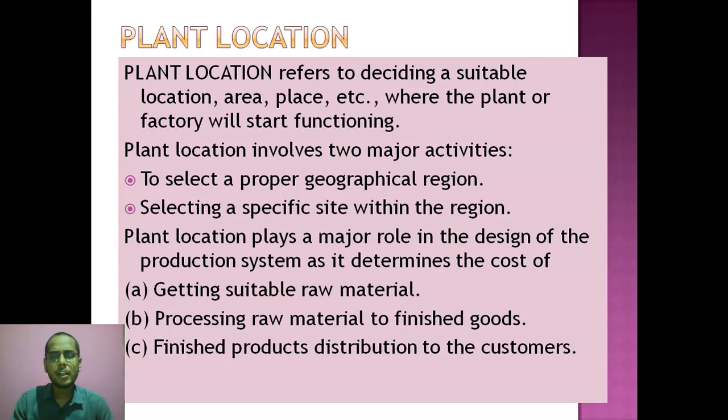After deciding the geographical region, we have to select a specific site within that region. Plant location affects the plant in many ways, basically in terms of cost. If the plant location is good, then the cost will be less. Cost of what? Obviously the cost of processing the raw material, the cost of getting suitable raw material, and the cost of distributing the finished product to the customer. These three costs will be reduced if we have a good plant location.